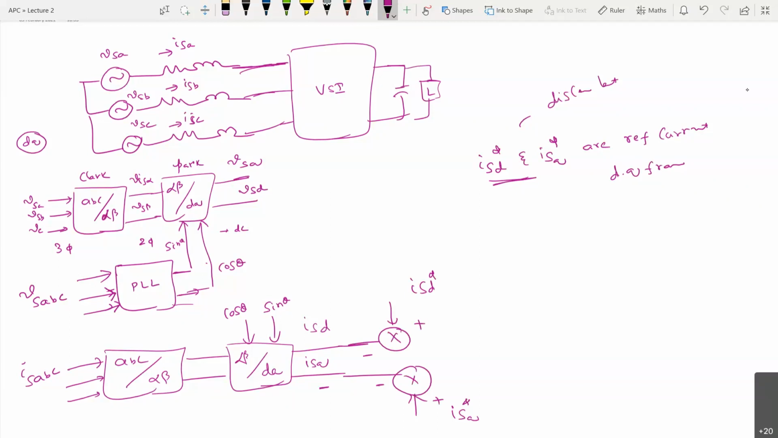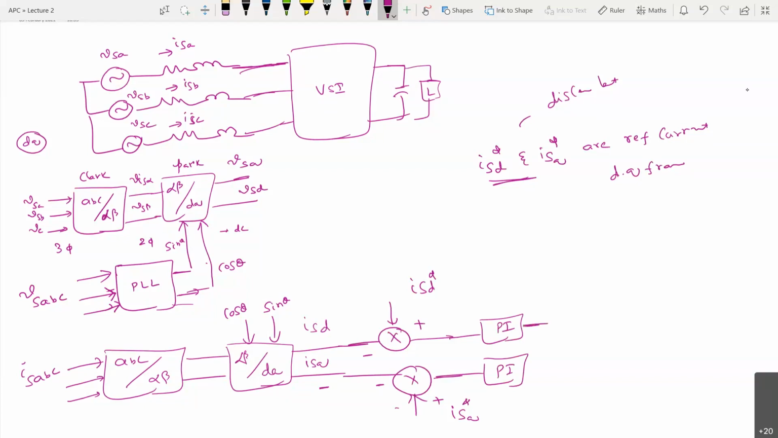Now these two are DC signals. You're aware of this, right? When you do alpha beta, you get two-phase quantities which are 90 degrees apart, and after that in the DQ transformation these time varying quantities become constants. So now the inputs for this PI controller are DC.